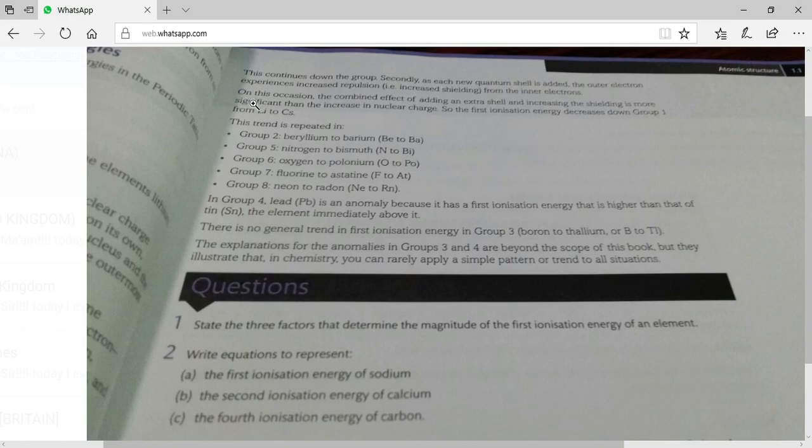They are also explaining that on this occasion, the combined effect of adding an extra shell and increasing the shielding is more significant than the increase in nuclear charge. So the first ionization energy decreases down the group, from lithium to calcium. It is the same thing they are explaining. Also you can see there is no change, because they are writing here that there is no general trend in first ionization energy in group three elements.